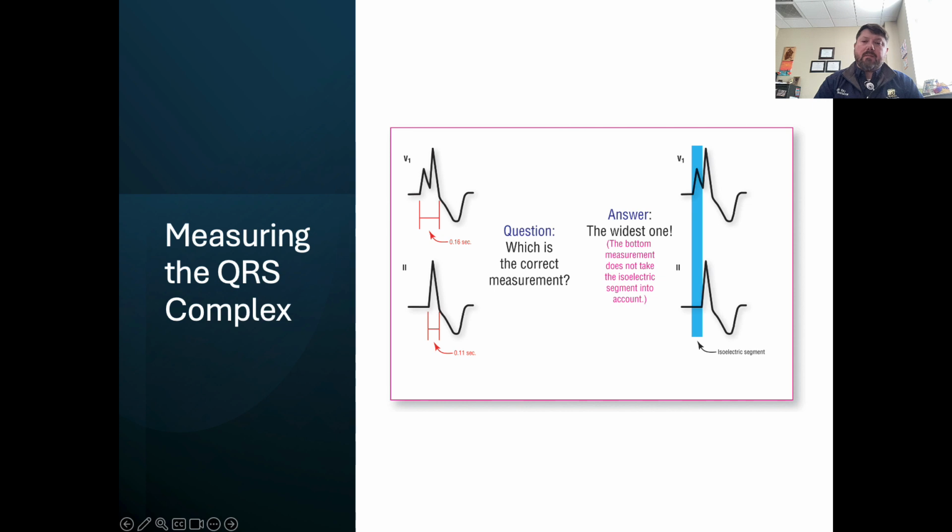Multiple leads will greatly improve the accuracy of the measurement of the QRS complex. Isoelectric segments may lead to errors in the correct determination of the QRS complex's actual width. Always remember to use the widest complex to take your measurement. So basically this is saying that on a 12 lead, we're going to use our widest complex to take our measurement. In lead 2, we're just going to look at our measurement as it appears.